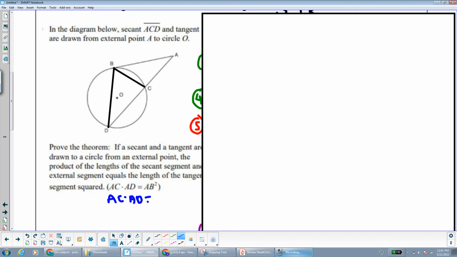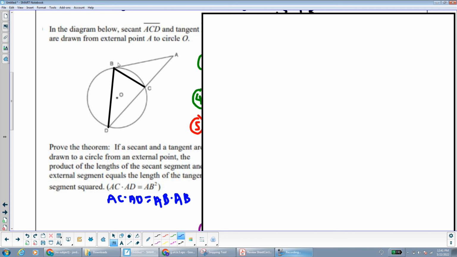So instead of writing AB squared, I'm going to write AB times AB. So it looks a little bit more like the products we're used to proving because AB squared is AB times AB. So I see that we're proving a product. So I know before I can prove a product, I need to prove a proportion. And before I can prove a proportion, I need to prove 2 triangles similar to each other. So I need to figure out which 2 triangles I need to prove similar to each other.